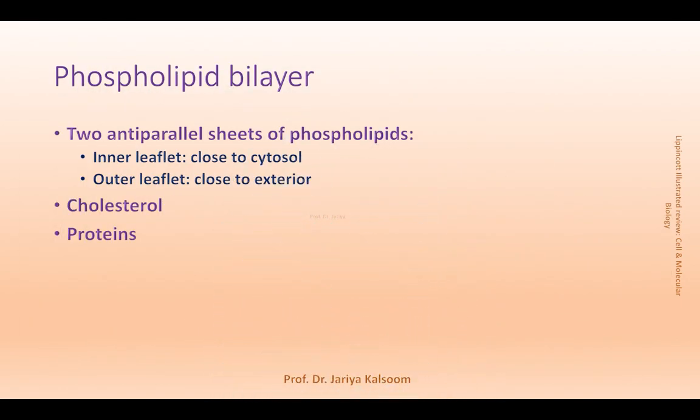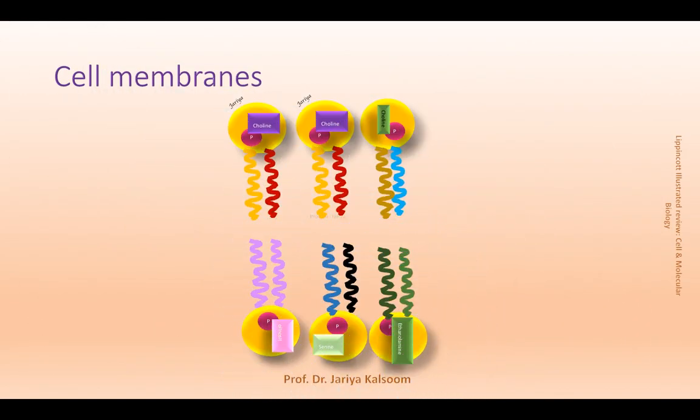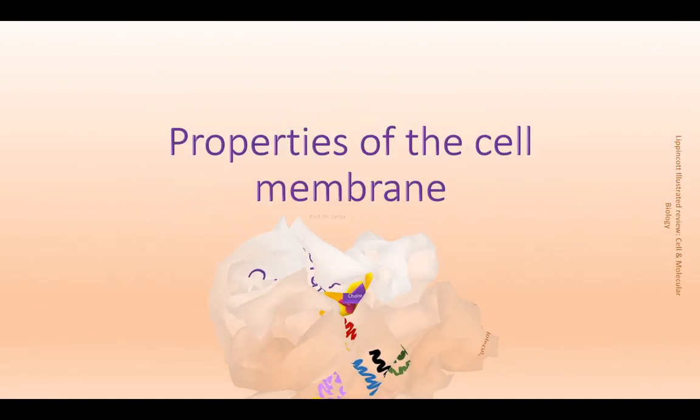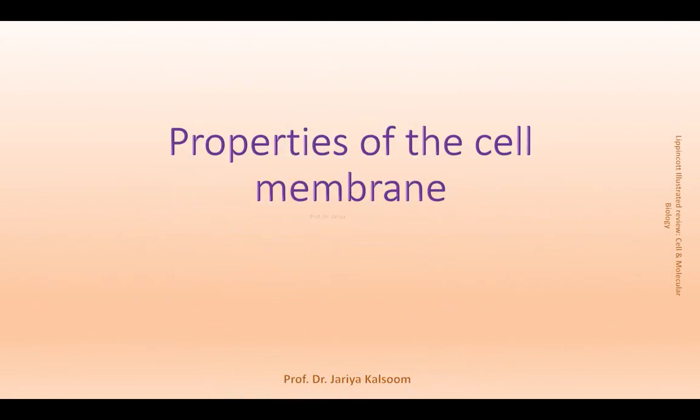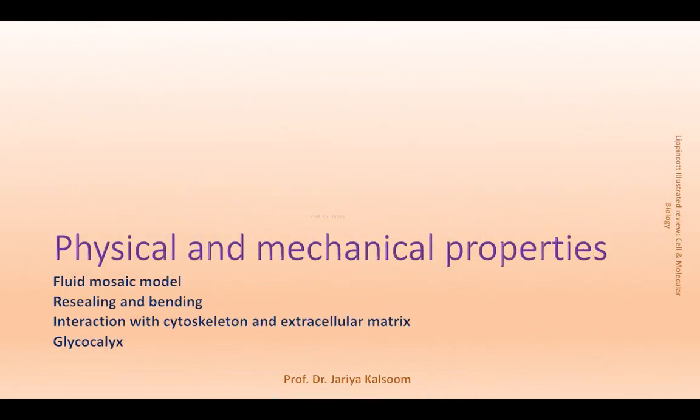Cell membrane is composed of a phospholipid bilayer. Glycoproteins and sphingolipids are the major components of the cell membranes. Now coming to the properties of the cell membrane. With regard to the physical and mechanical properties, the cell membrane can be described as a fluid mosaic model.